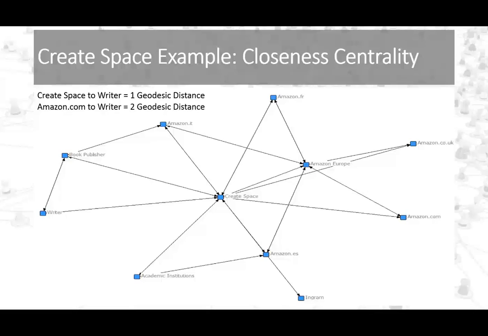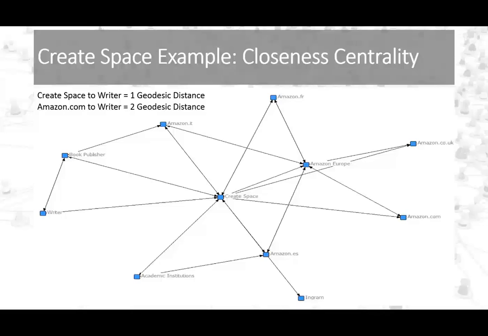So let's take a look again at our fictional example. Now, as you can see, CreateSpace is connected directly to most actors in the system. So CreateSpace has a geodesic distance of 1 to most actors in the system: Amazon ES, Amazon Europe, book publishers, writers, and so on and so forth. It has a distance of 2 to Ingram, however, and that's it. But everybody else, it has a distance of 1.